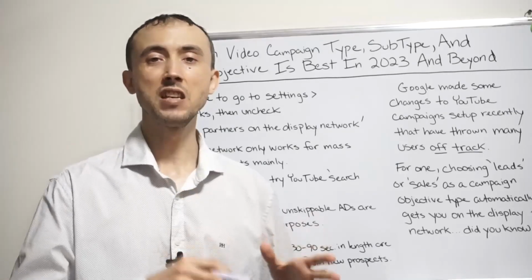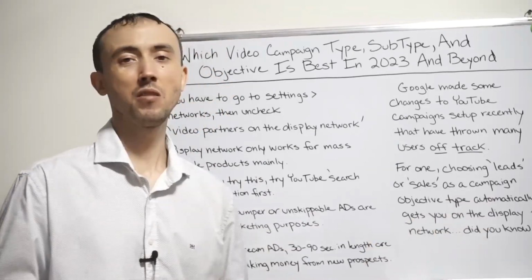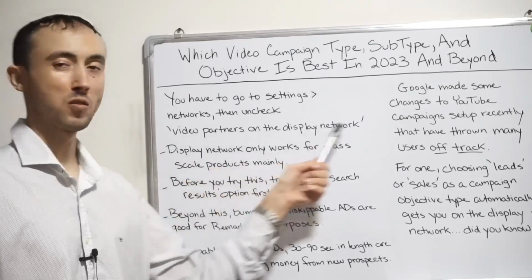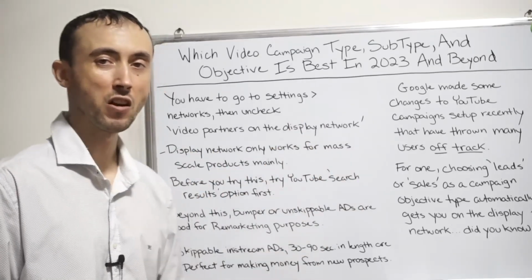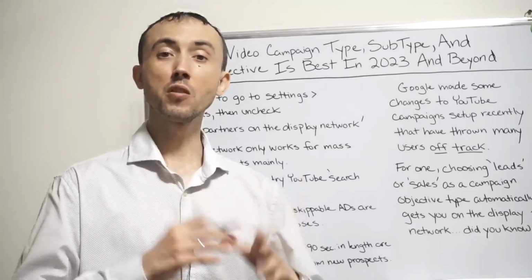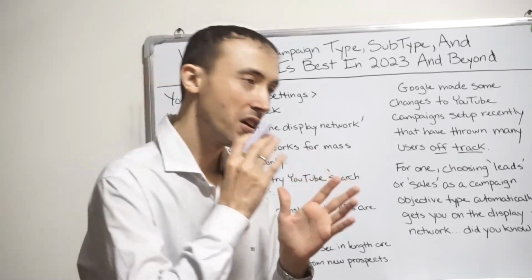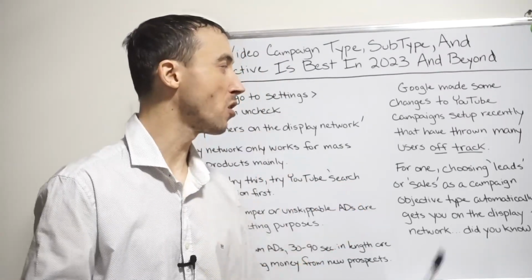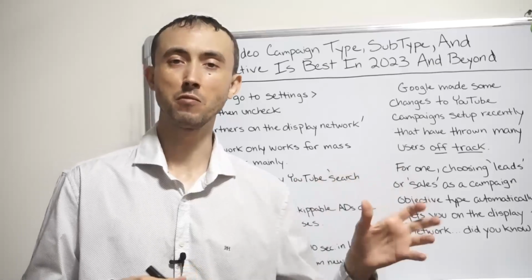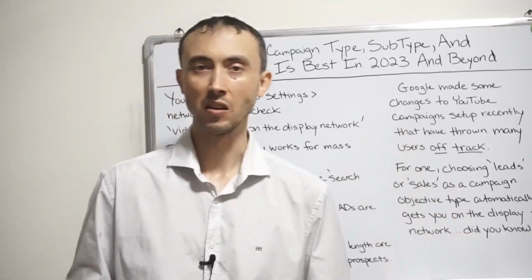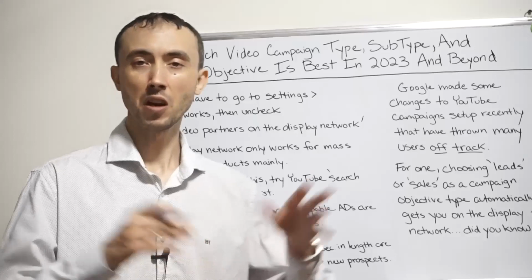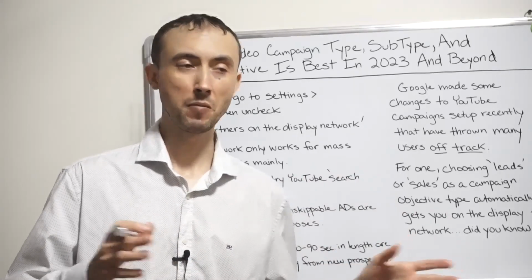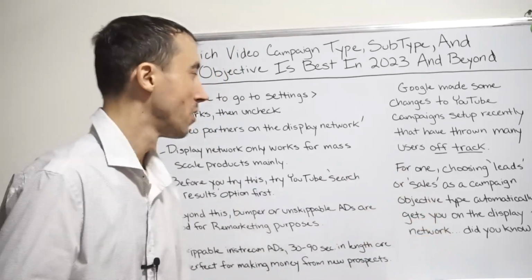If you choose leads or sales as the objective type, when you go to uncheck video partners on the display network within the settings menu under networks, the box will just be grayed out, forcing you in essence to use the display network if you've chosen leads or sales as the campaign objective when setting up that video campaign. So that's very key to know if you're going to make money. And that's one way to not have your campaign make money before you even start it.